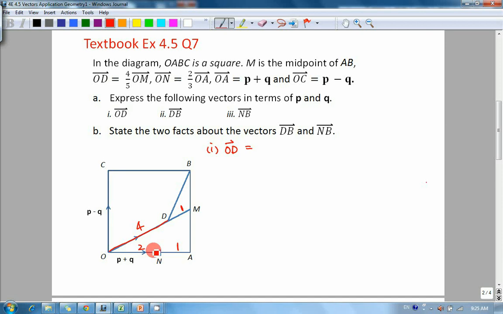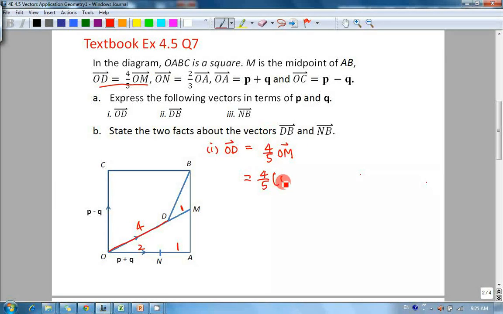Okay, there are a few ways you can go: OA, AM, MD, or OC, CB, BD. Or another way, I express it in something else. Okay, OD is actually 4 over 5 OM. This is given in here. So what is OM?